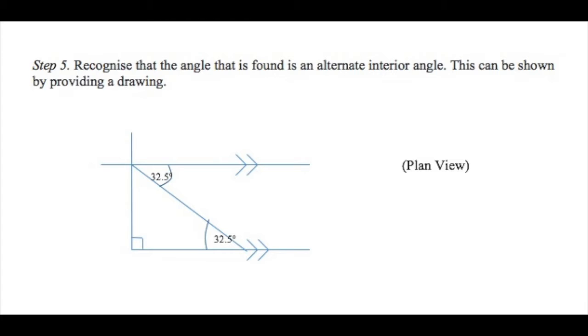Step 5. The students will now need to recognize that the angle that is found is an alternate interior angle and should prove this with a diagram. This is because two lines are crossed by another line known as a transversal. The pair of angles are on opposite sides of the transversal and both interior of the two crossed lines, meaning they are alternate interior angles.